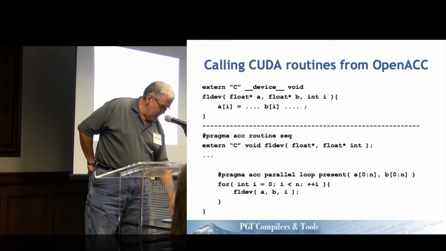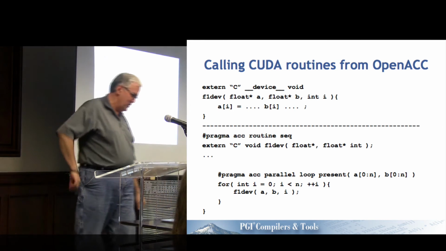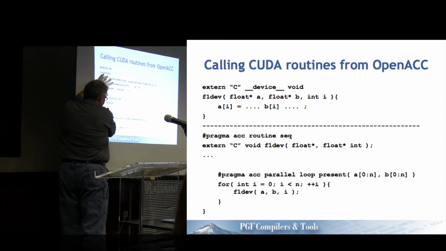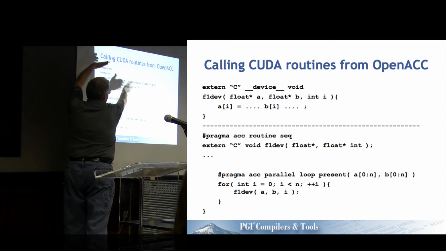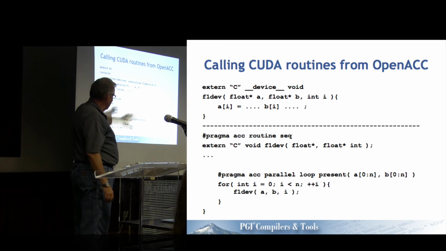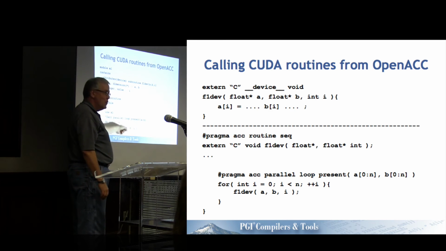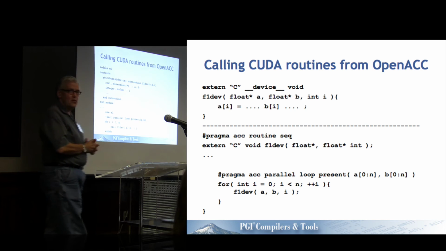If you're using CUDA Fortran with OpenACC, well, this would have a device attribute, and the PGI Fortran compiler understands the CUDA Fortran device attribute, and so it would have that interface implicit already.